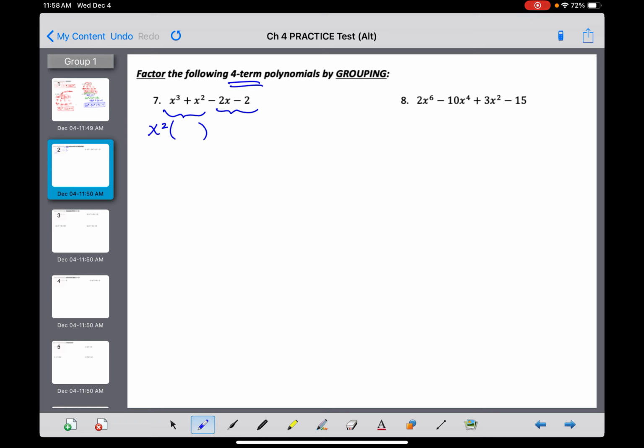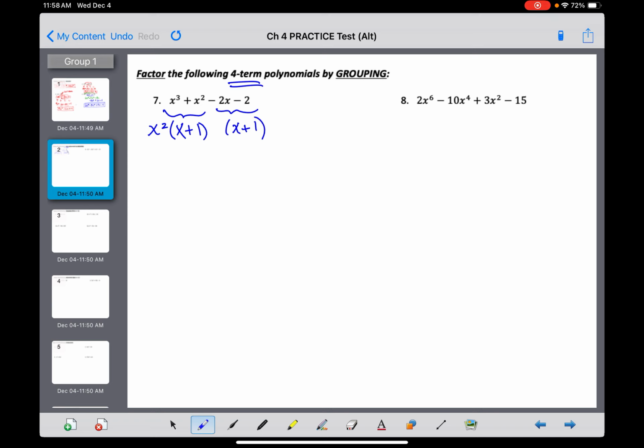So if I put the x squared on the outside, what I have left in the first term would be x to the first power. What I have left in the second term would just be a positive 1, because remember, when you distribute the x squared back, you need to get back to where you started. x squared times x is x cubed, x squared times 1 is x squared. Now that I have factored the first pair, I know that every time I factor by grouping, my parentheses have to match. So that means that my second parenthesis has to be x plus 1.